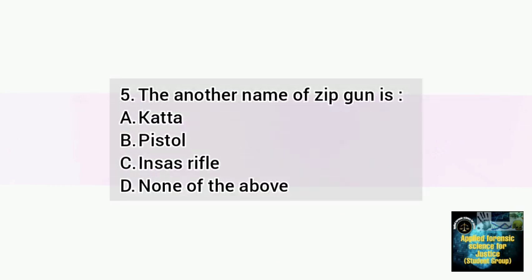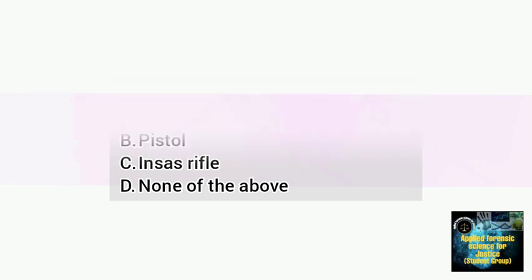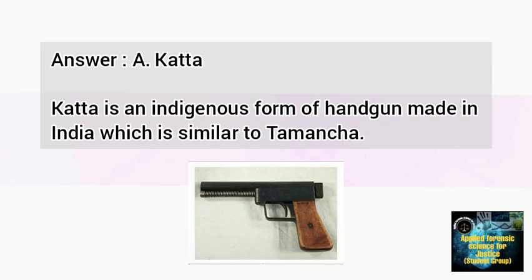Question number 5. Another name of zip gun is: option A, Katta; option B, pistol; option C, INSAS rifle; option D, none of the above. The correct answer is option A, Katta. Katta is an indigenous form of handgun made in India, which is similar to a tamancha.